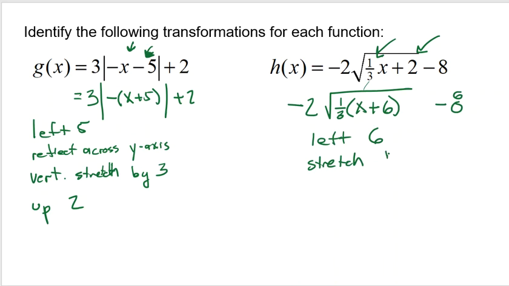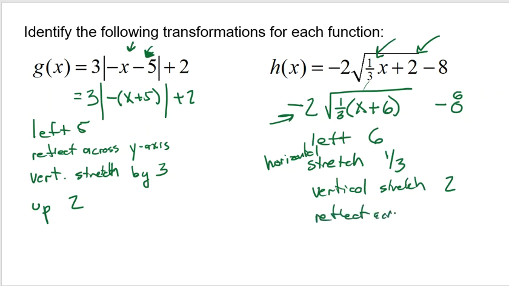That stretch by a factor of 1/3. Again, that's going to be a horizontal stretch. Sorry, I forgot the word horizontal. Then we see a vertical stretch by a factor of 2. Then we see a negative on the outside. That's a reflection across the x-axis.